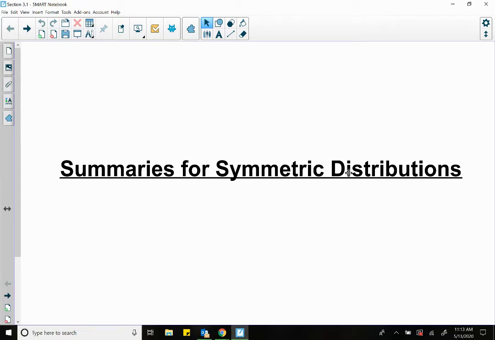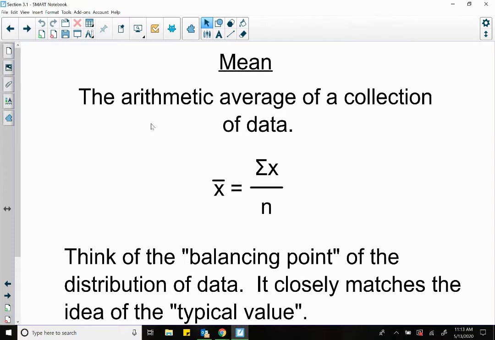So symmetrical distributions. When we talk about symmetrical distributions and we look at them, the first thing that we want to talk about is the mean. And yes, this is the mean that you guys know. So it is the arithmetic average of the data. So that means add up all the data and divide by the total number there are.